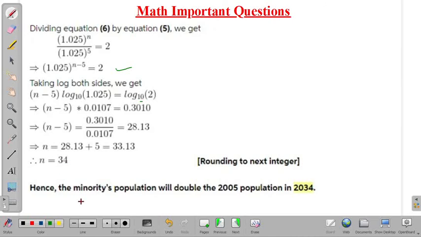Okay friends, so in this lecture we have discussed one important problem of mathematics.